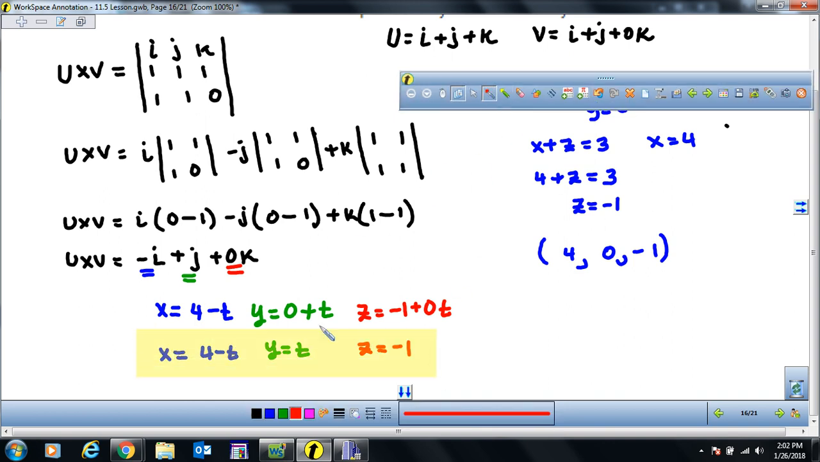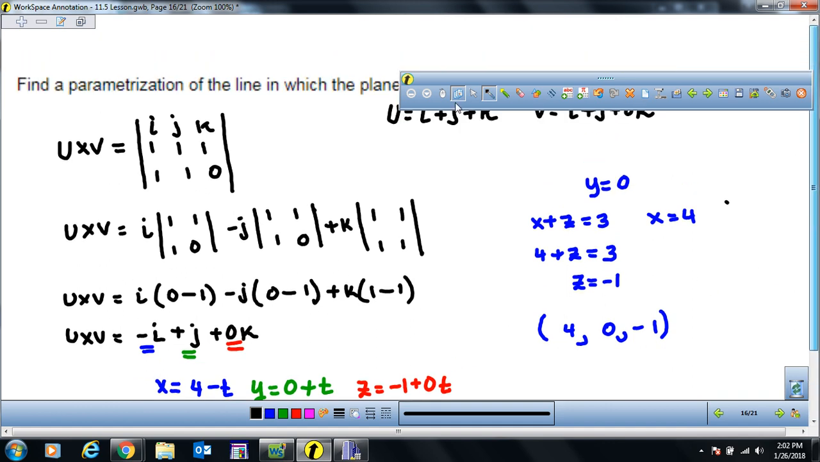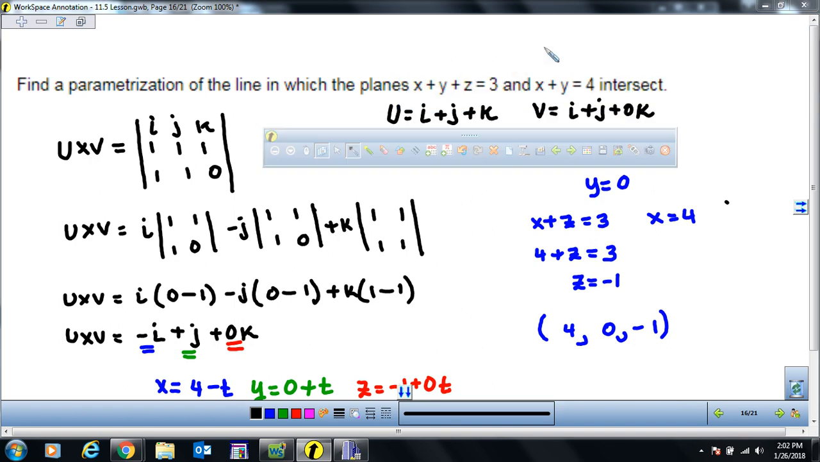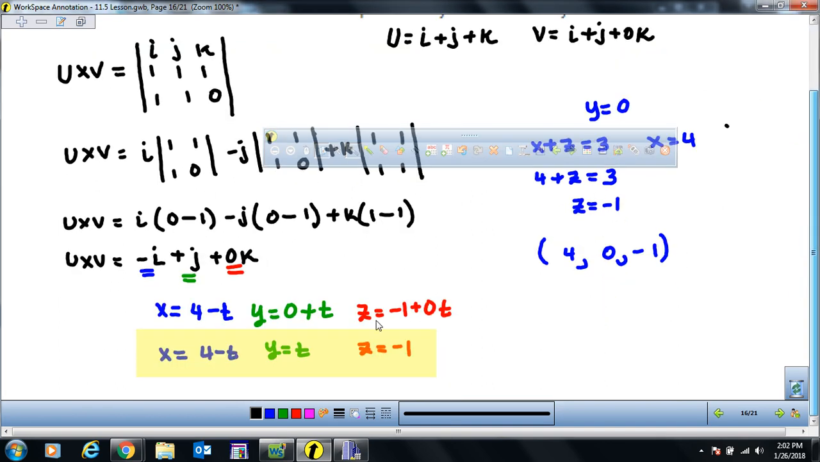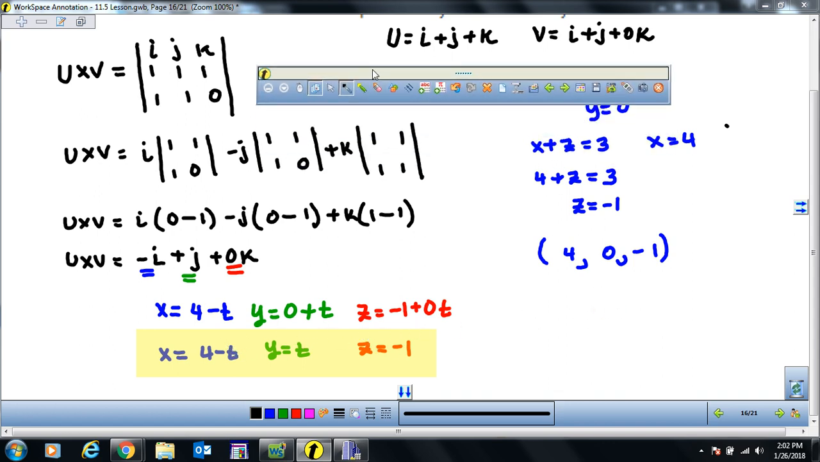This is one of the millions of parametrizations that we can get for the line in which these two planes intersect. Okay, we can get many other parametrizations, but this is an example of such parametrizations.